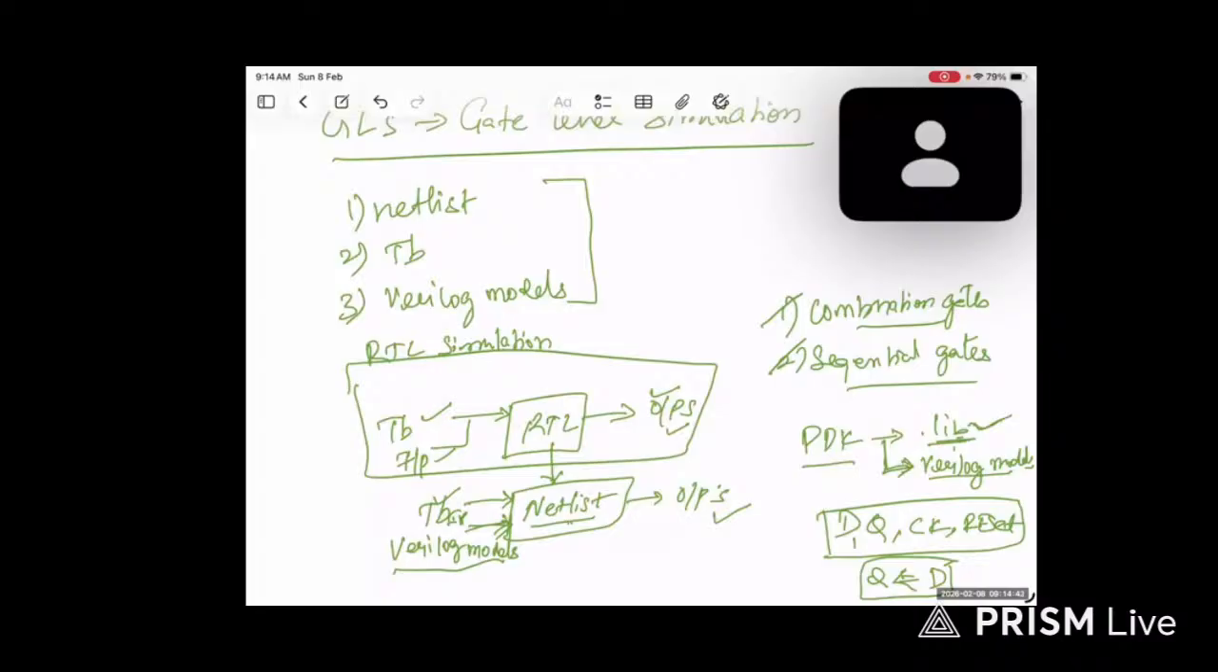Is RTL connected to the netlist? I'm saying RTL, when it goes through the process of synthesis, it gets converted to a netlist, right? That's what I mean there. Okay, sir. So Verilog models are already made or we make them?